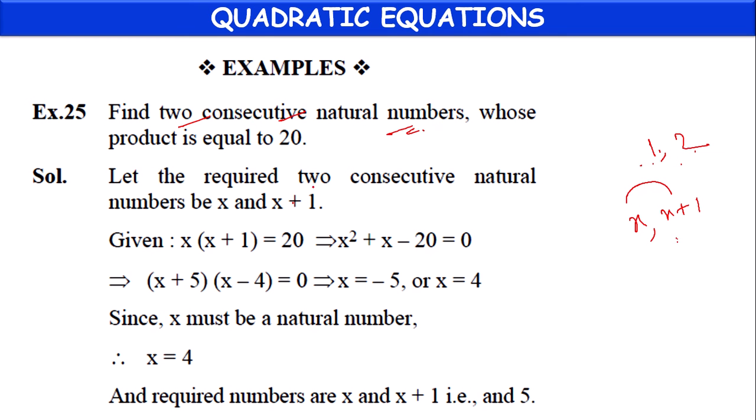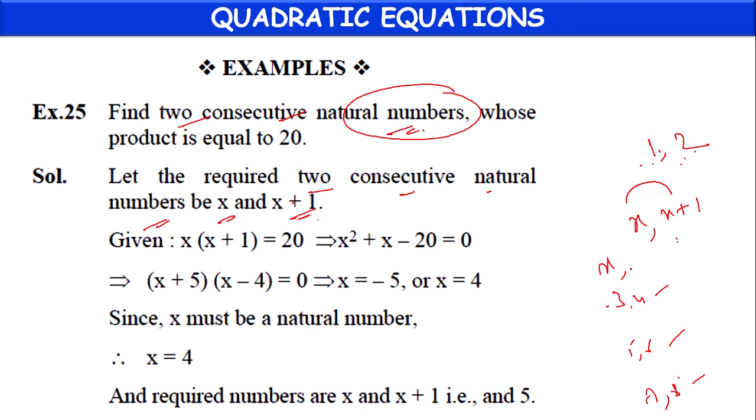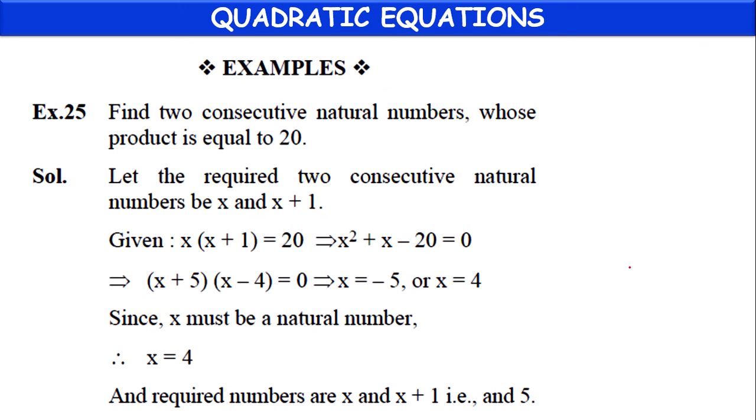So we can assume the two consecutive natural numbers as x and x plus 1, because the difference between any two consecutive numbers will be 1. If the first number is x, the next consecutive number will be x plus 1. In the question, it is given that their product is equal to 20. So x into x plus 1 equals 20.